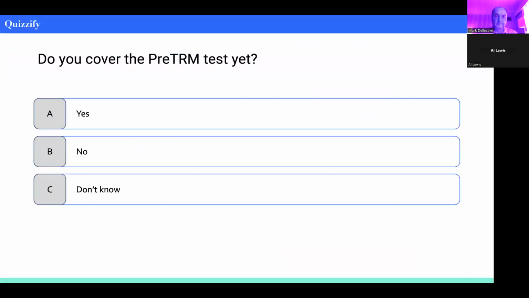So the question is, I think about 20% of employers are covering this at this point. So first, do you cover the preterm test? And Mark, I noticed we do actually have some stuff coming in. Okay, so while you're doing that poll, let me answer the question that's come in.